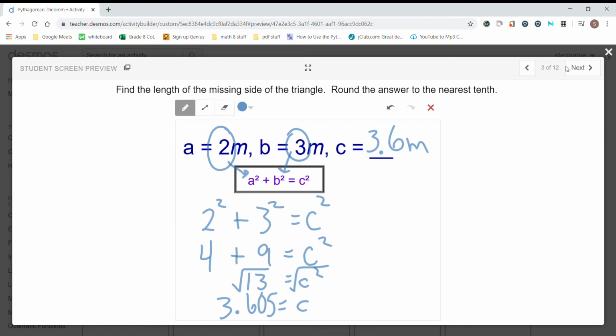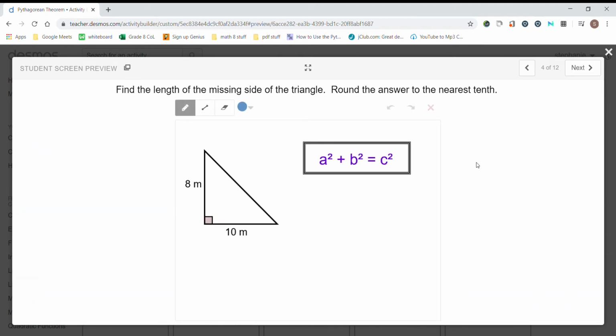All right, moving to the next one. So now we have a triangle, and we need to label our triangles. Remember, A is my altitude, B is my base, C is my hypotenuse.